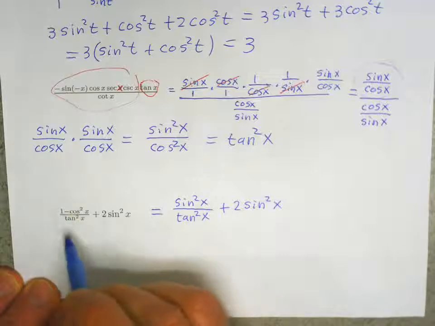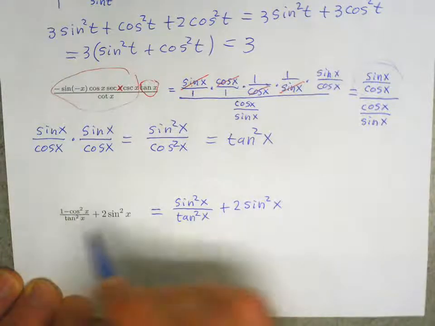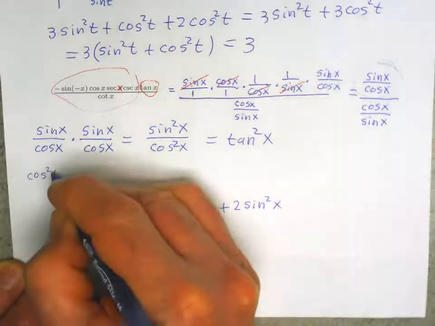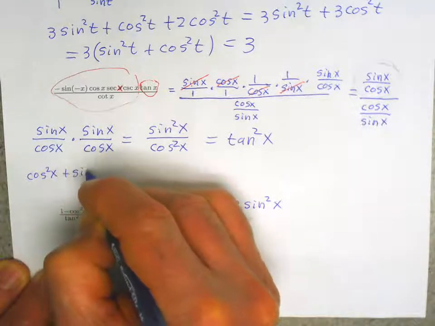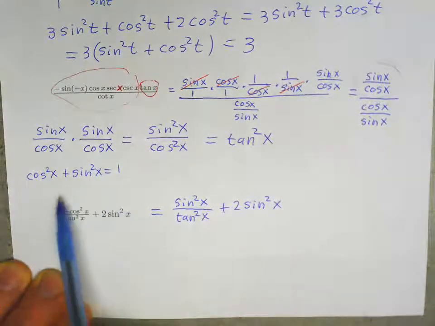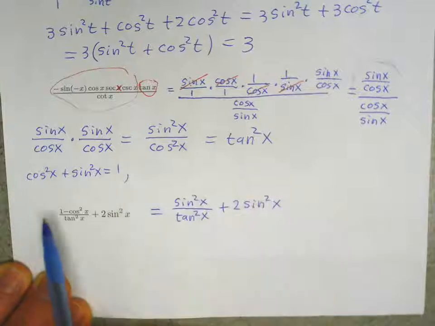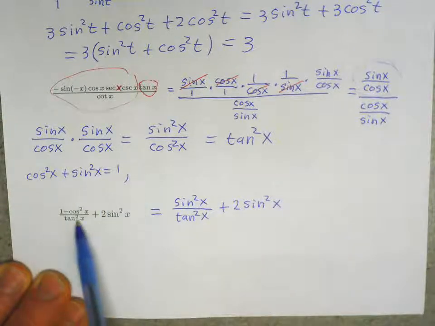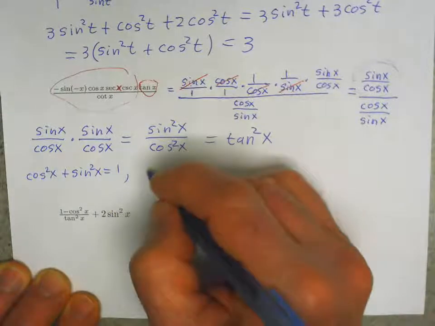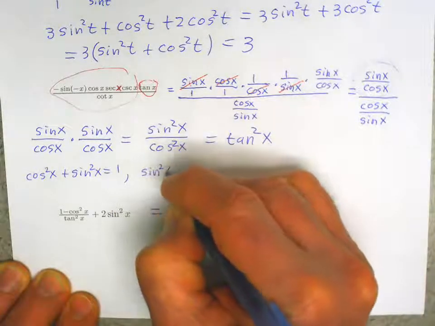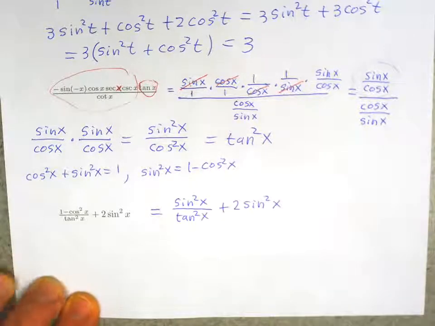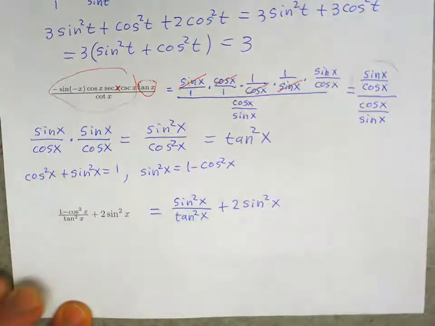So just to remind you, we know that cosine of x squared plus sine of x squared equals 1. So if you subtract cosine of x squared from both sides, you're just left with sine of x squared. So I'll go ahead and write it. Sine of x squared is equal to 1 minus cosine of x squared. That's where this comes from.